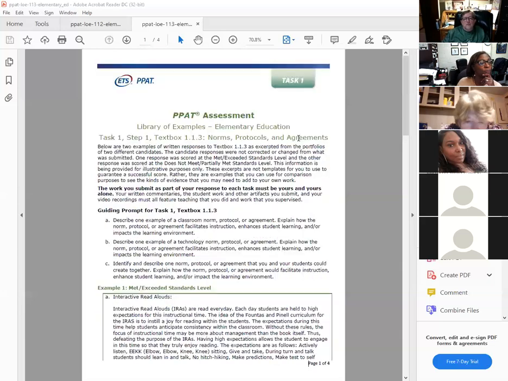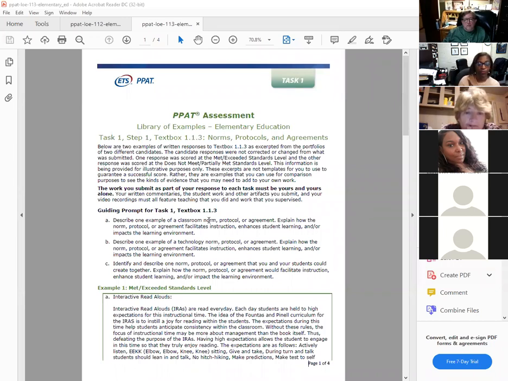Okay? So we have A, B, and C. A says, describe one example of a classroom norm, protocol, or agreement. Then we have to explain how the norm, the protocol, or agreement, your classroom rules, your classroom procedures, your classroom policies, facilitate instruction, how it enhances student learning, and how it impacts student learning. We kind of talked about an example maybe before. And then it says describe one technology norm.